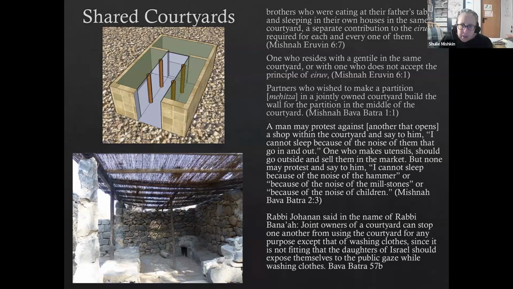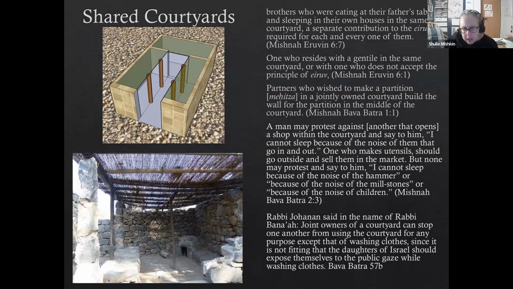And in fact, the very first Mishnah in Bava Batra says partners who wish to make a machitza, a partition in a jointly owned courtyard, build the wall for the partition in the middle of the courtyard, right? We might want to physically separate that space, right? We might want to divide it up, but a lot of times we might not want to divide it up because we don't have so much space, and we're just going to have to negotiate how to live together.